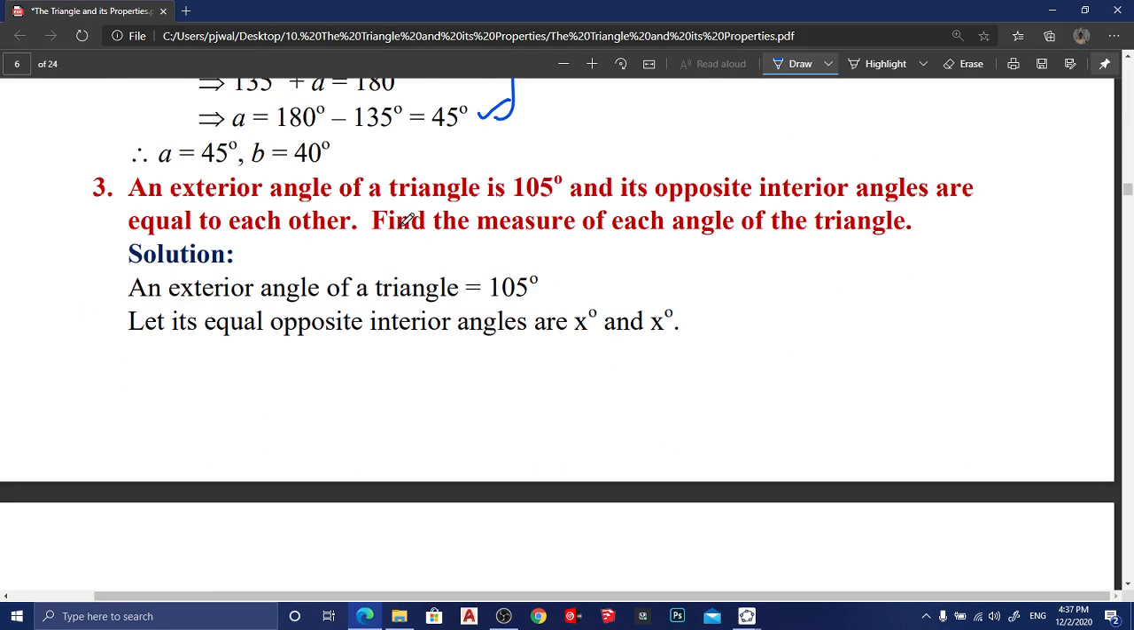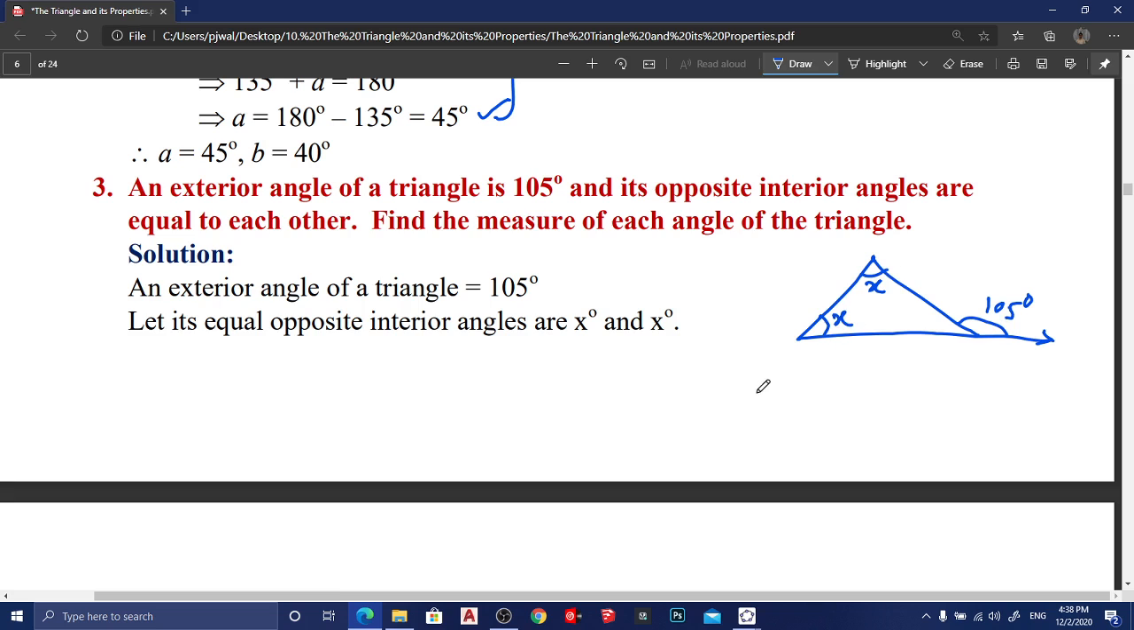An exterior angle of a triangle is 105 degrees and its opposite interior angles are equal to each other. Find the measure of each angle of a triangle. So one of the exterior angles is given, somewhere like 105 degrees, and the two opposite interior angles are given that they are equal. Let one of the angles be x, which means another angle also will be x.